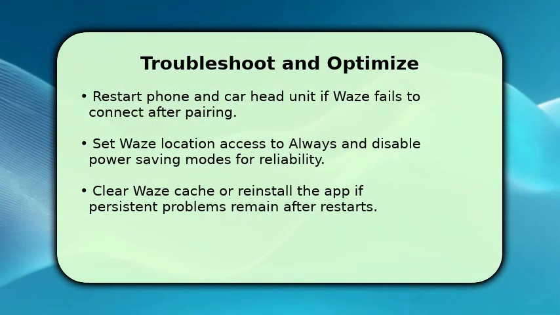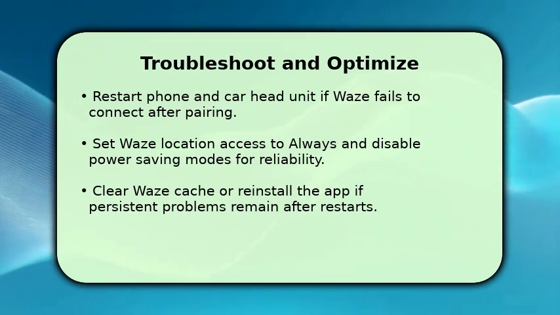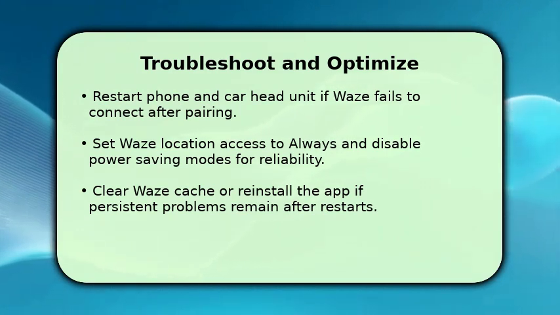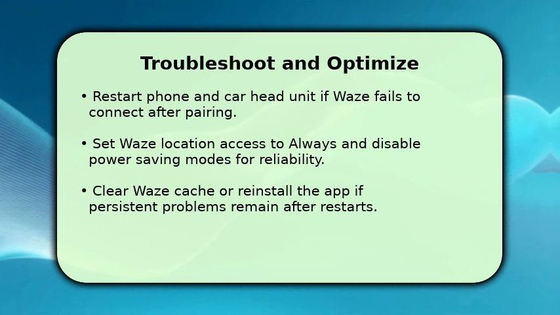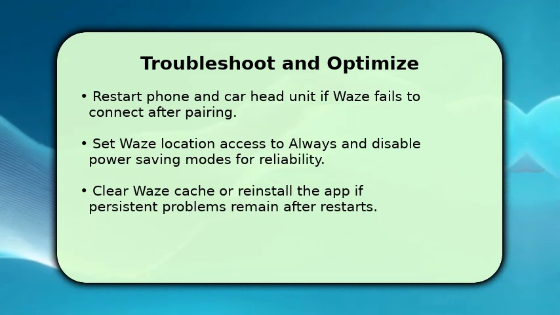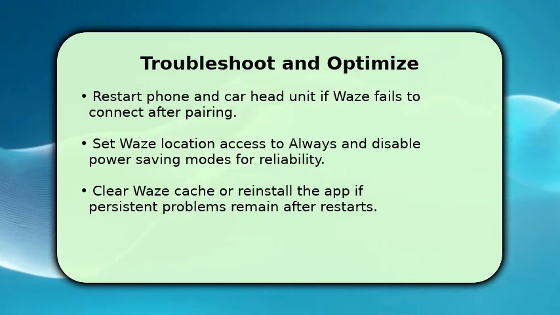If Waze fails to connect, restart both your phone and the car head unit first. Rebooting often clears temporary Bluetooth or USB handshake problems quickly. Check that Waze location access is set to always and disable power saving or battery optimization on your phone.